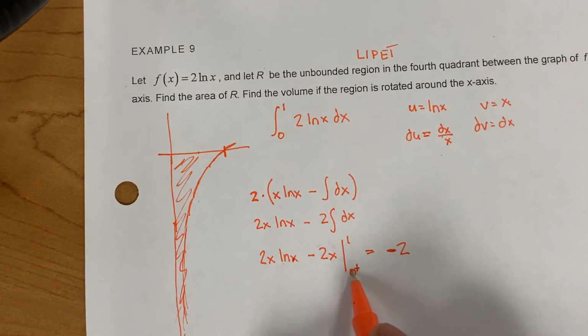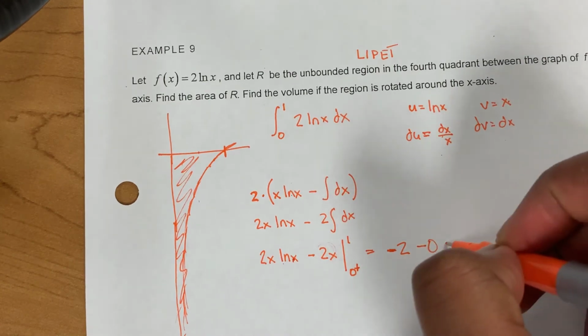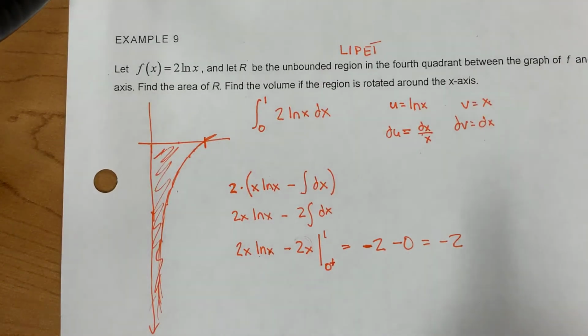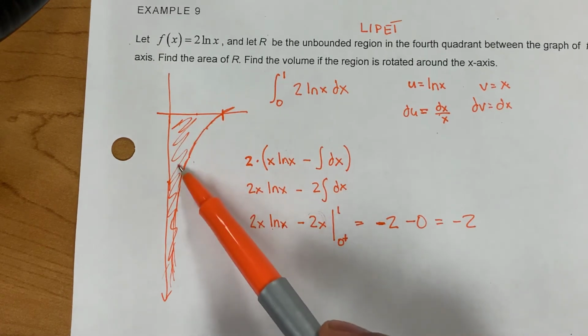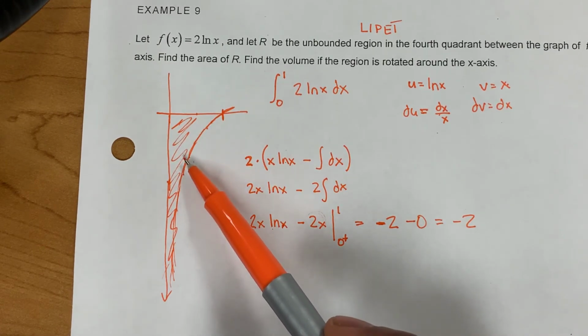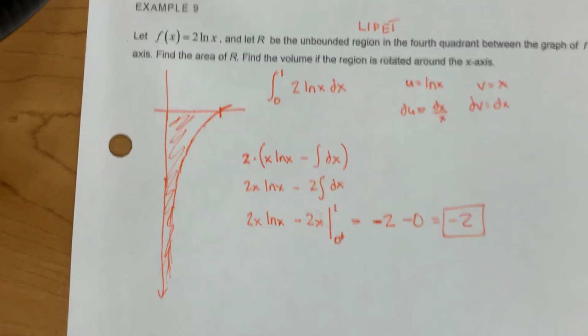And when we approach 0 from the right, you can substitute in 0 right here, and you get 0. And here, this is going to converge to 0. So we're going to have minus 0. So this area is negative 2. Now, again, the negative 2 makes sense because the area is below the x-axis. So this converges to negative 2 in terms of area.